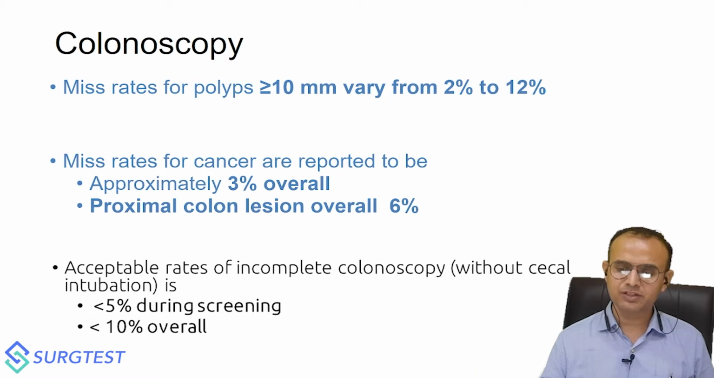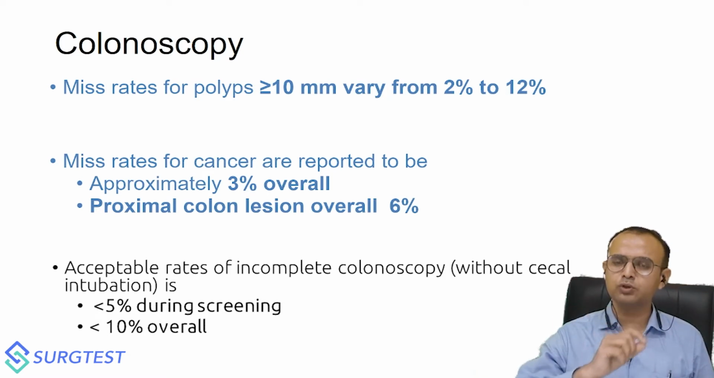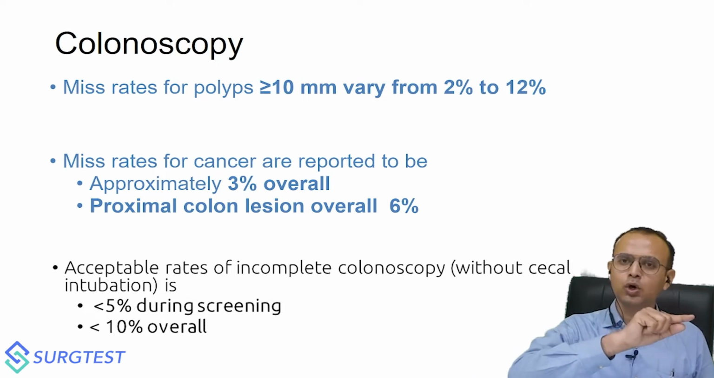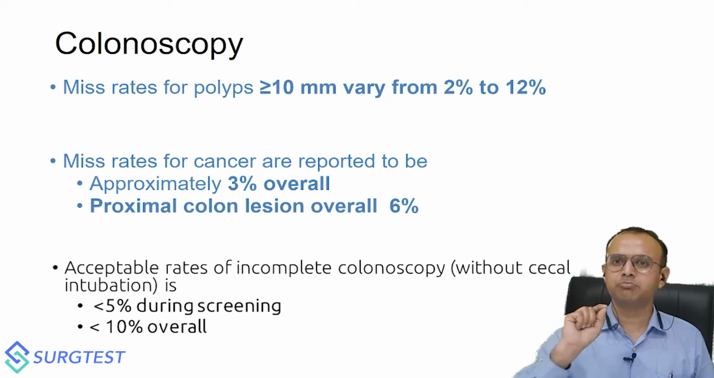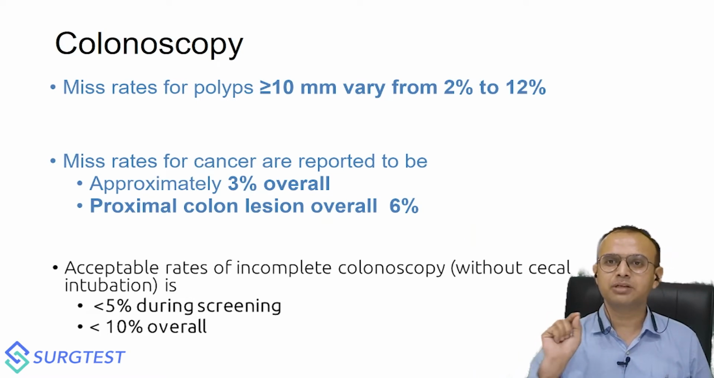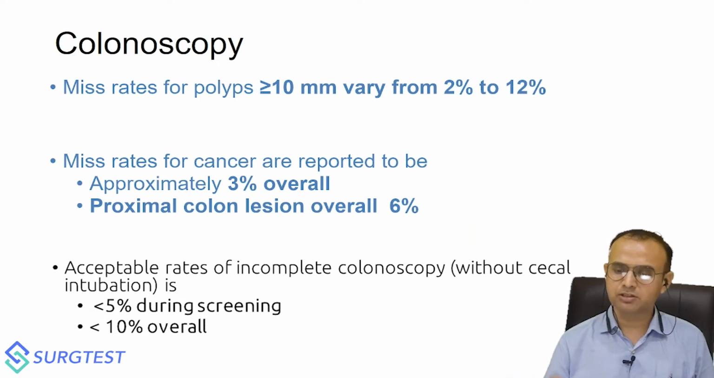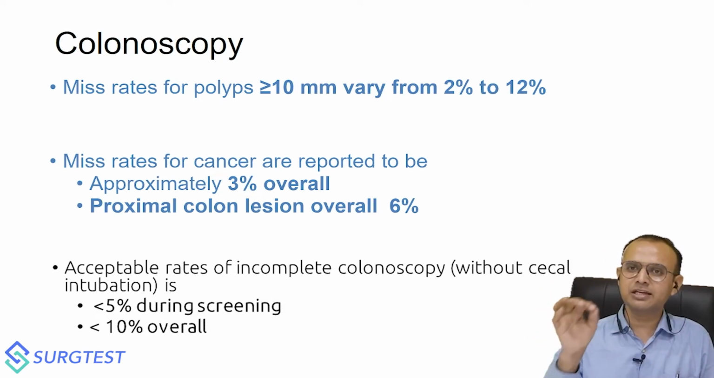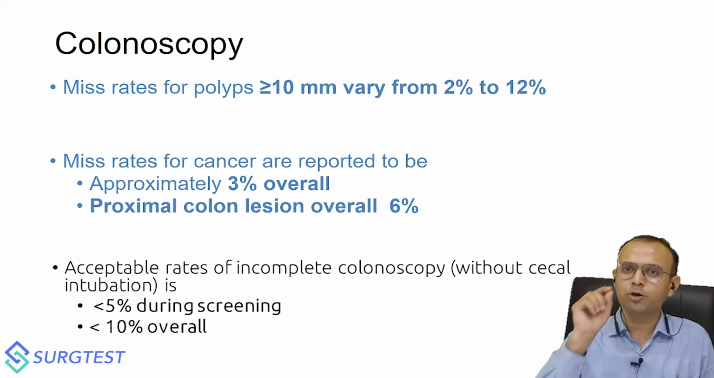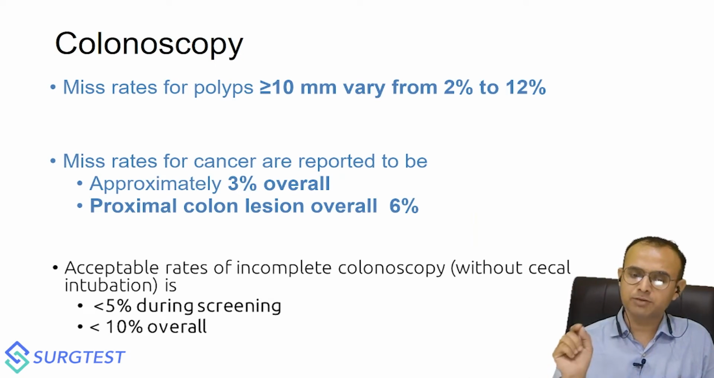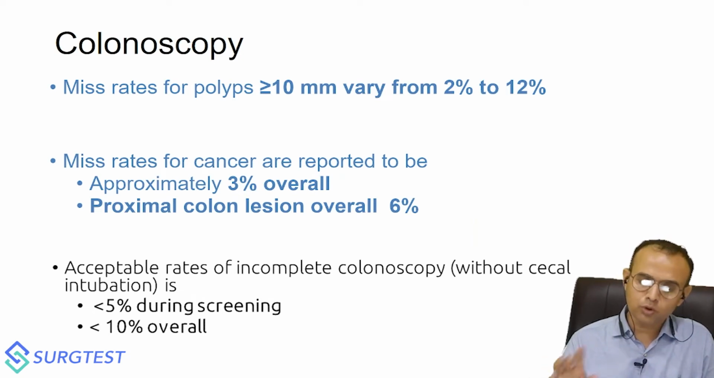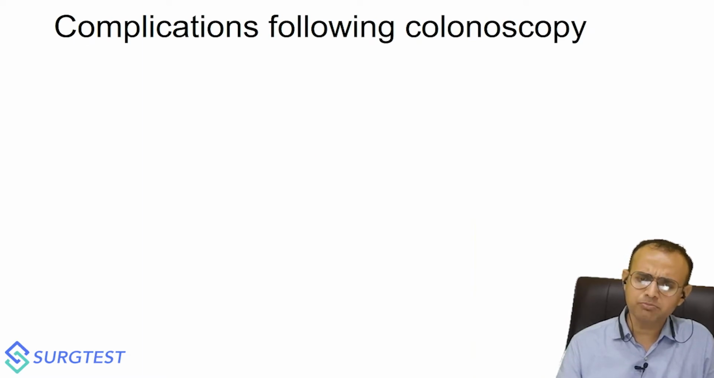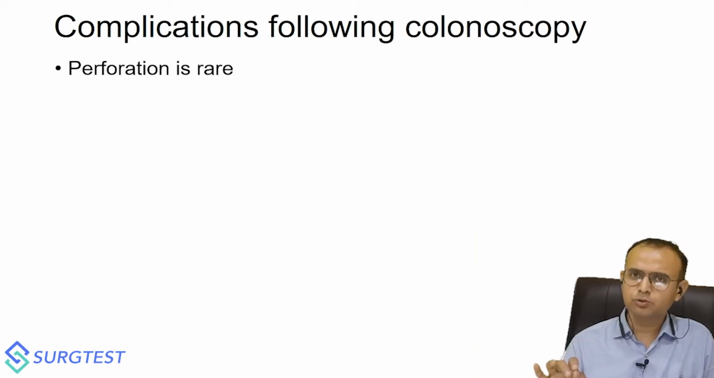Regarding the acceptable rate of incomplete colonoscopy: a complete colonoscopy is when the colonoscope goes from the anus, rectum, colon and does the intubation of the ileum, going into the distal, terminal ileum. The acceptable incomplete colonoscopy, that is without cecal intubation, is less than 5% in screening. If out of 100 patients more than 5 cannot be intubated by the endoscopist, that is not good screening. In screening we have to intubate the ileum. Overall 10%. Complication following colonoscopy: perforation in colonoscopy is rare.